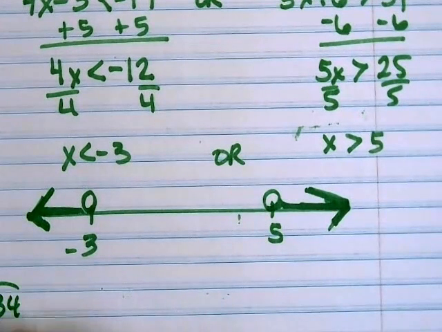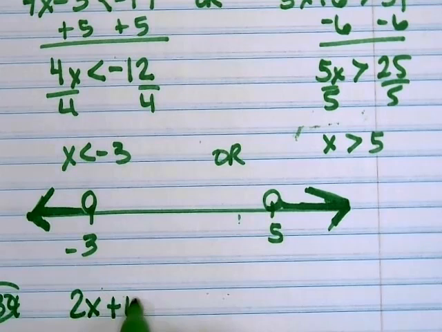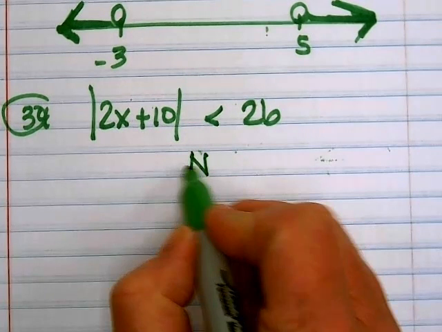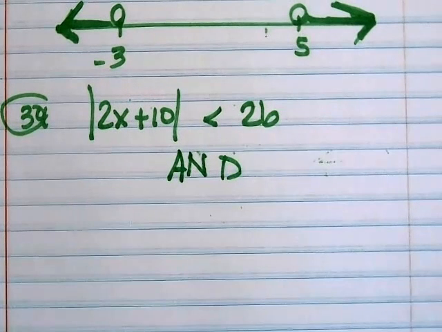What about 34? 2x plus 10 in absolute value bars is less than 26. Well, it's an absolute value inequality, so we have to do some thinking. First of all, which direction does the arrow point? Points left, so it's going to be "and." I'm going to have "and" in the middle. What do your two equations look like?